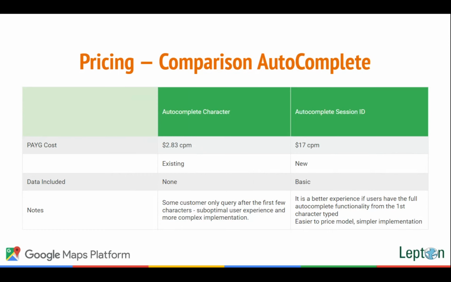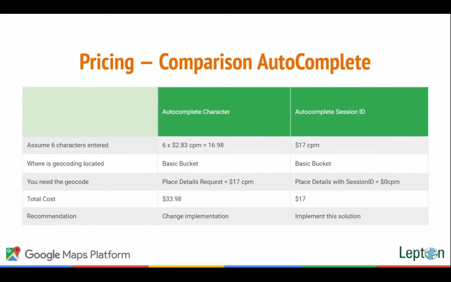Now, this is the comparison between pricing for autocomplete with character and autocomplete with session ID mechanisms. So under pay-as-you-go model, I get charged $2.83 for 1,000 characters which are typed, which means my implementation mechanism is based on the number of characters. Now, if I change my implementation mechanism to autocomplete with session ID, wherein I'm required to pass a session ID in the request, I get charged $17 per thousand calls, and the advantage is I get unlimited number of characters for each session, and then the basic data bucket is also freely available with it.